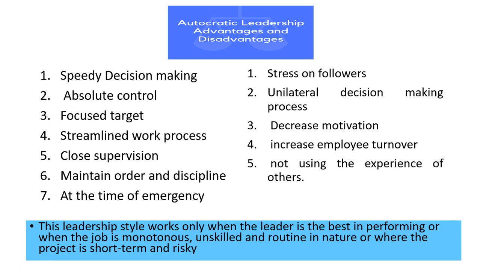In the autocratic style of management, the decision making process is very speedy because all decisions are made by the leader. Employee involvement is low and employee input is low. Employees don't share their ideas, so the decision making process is very quick and also very speedy, because the leader is all about making the decisions.